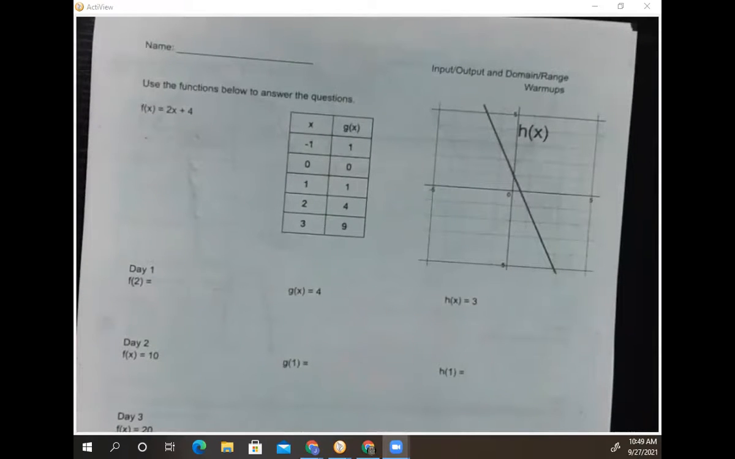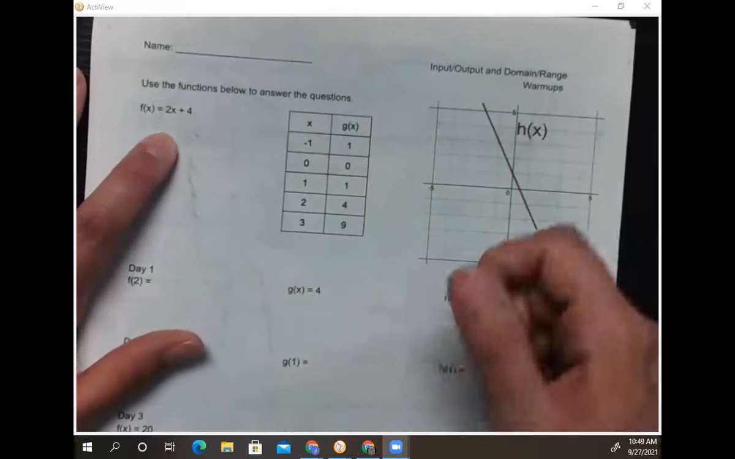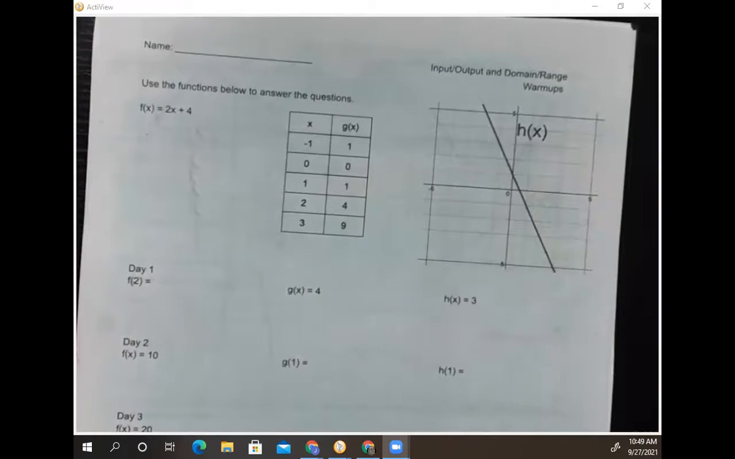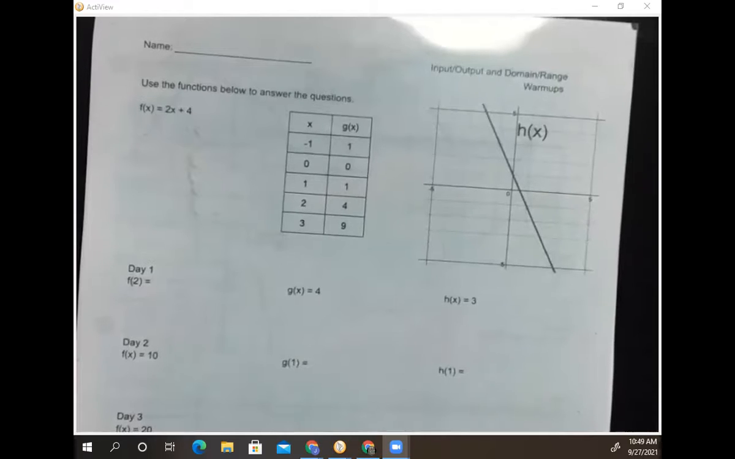We have f of x, where I'm given an equation. We have g of x, where we've got a table. And then we have h of x, which is a graph. So what we're going to look at here is just a little refresher of how we find input and output on these things. Because this, again, is where most of us struggled on the test that we had last week.